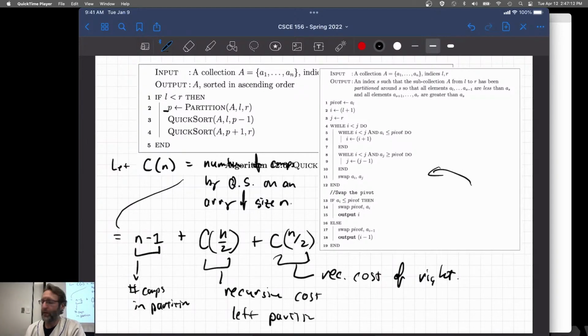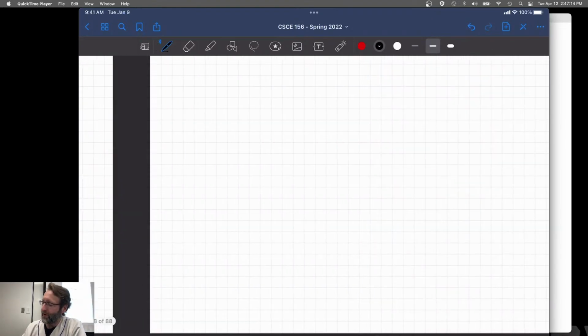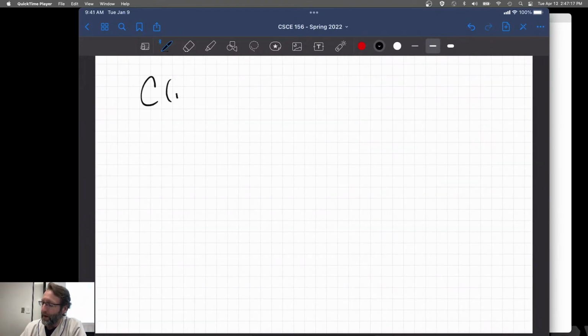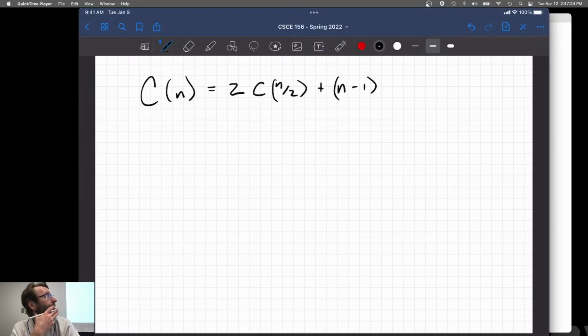All right? Now let me go ahead and collapse all that. Again, C sub n is the number of comparisons for quicksort in the best case or the average case. There are two recursive calls on arrays of size n divided by 2, and then there's a non-recursive cost of n minus 1 comparisons.